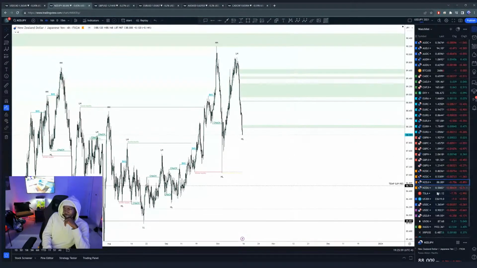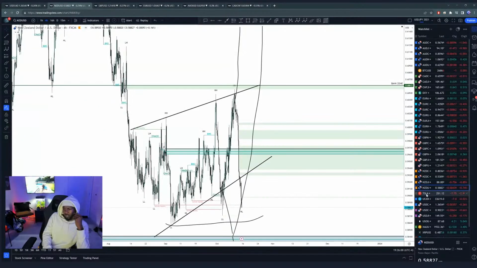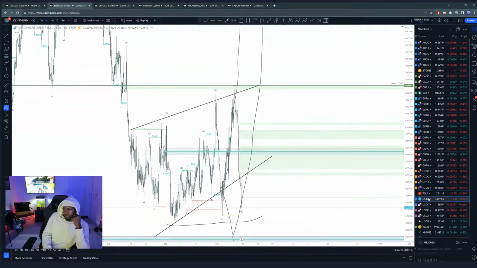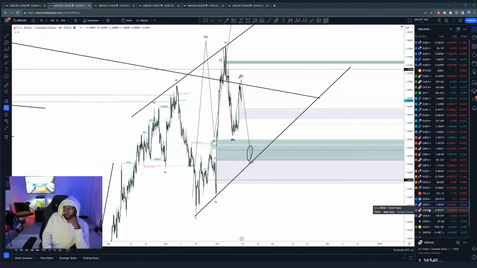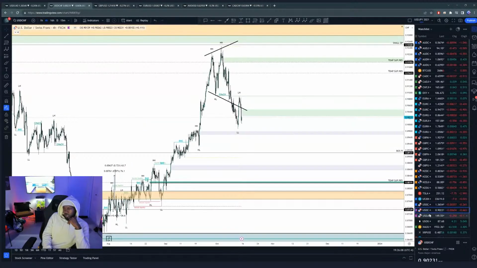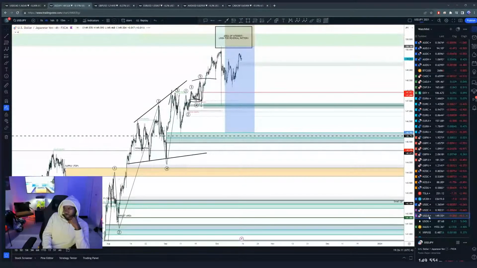I've shown y'all a pretty good amount of trades so far, though, some things that y'all can at least look at. We're done with the dollar pairs. No more dollar pairs right now.